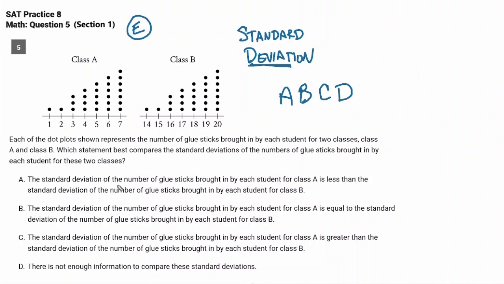A says, standard deviation of the number of glue sticks brought in by each student from Class A is less. No, you could see they're the same, so cross that out. B, standard deviation of the number of glue sticks brought in by each student for Class A is equal to the standard deviation of the number of glue sticks brought in Class B. Well, that's what we said, so let's keep that. C, standard deviation is greater in A than it is in B. Well, we said they're the same. They can't be greater. And then D says there's not enough information to compare the standard deviations. Well, we figured out they're the same, right? So the answer's got to be B.